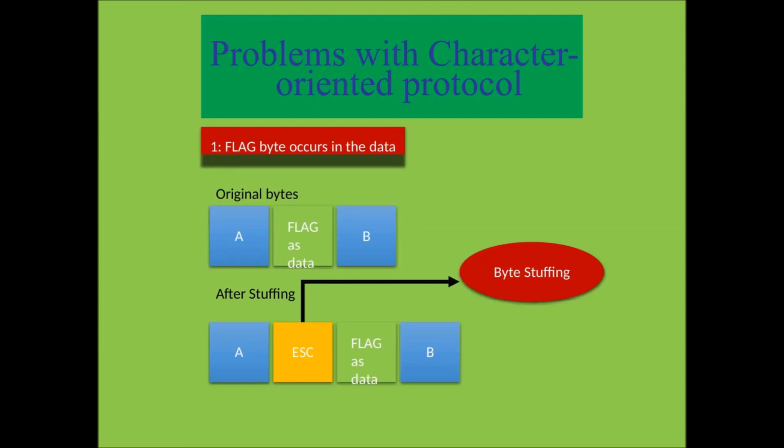So after stuffing an escape character, or byte stuffing, there will be a distinction between data and flag. In this way, flag and data can be differentiated. So this problem can be resolved by byte stuffing. If the original byte or frame is the same as the flag, then the byte stuffing mechanism is used for differentiating data and flag.